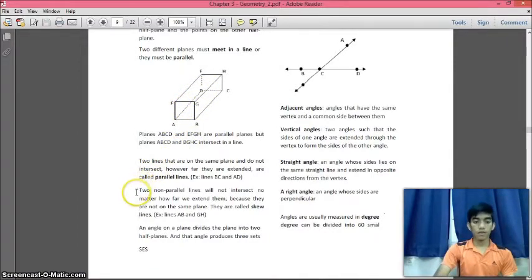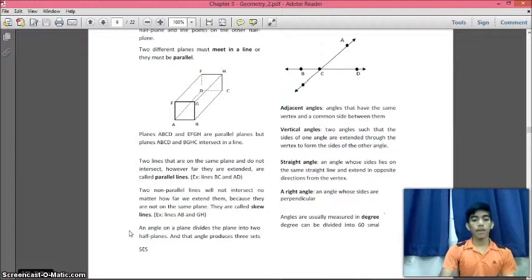After that, two non-parallel lines that will not intersect no matter how far we extend them, because they are not on the same plane, are called skew lines. The example in this picture is line AB and line GH. These lines are called skew lines.